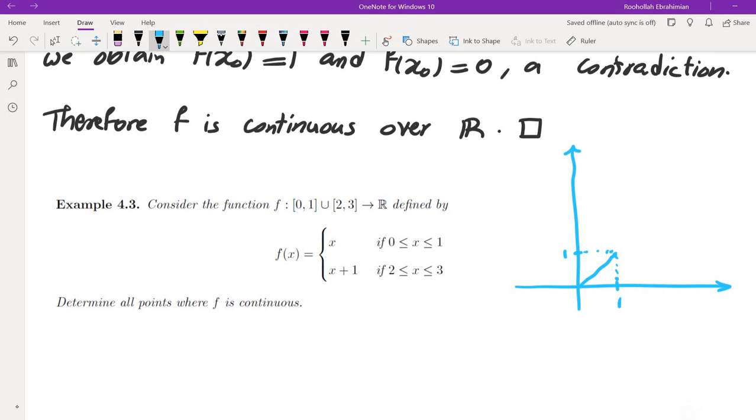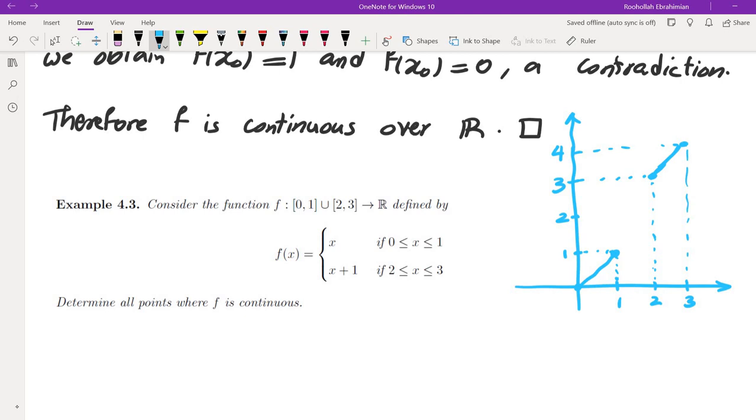and from 1 to 2, that's not in the domain, and from 2 to 3 we get a different function. We get x plus 1. So at 2 we get 3, and it's a slope 1 line, so it would be something like that. So this is our function. This is the graph.